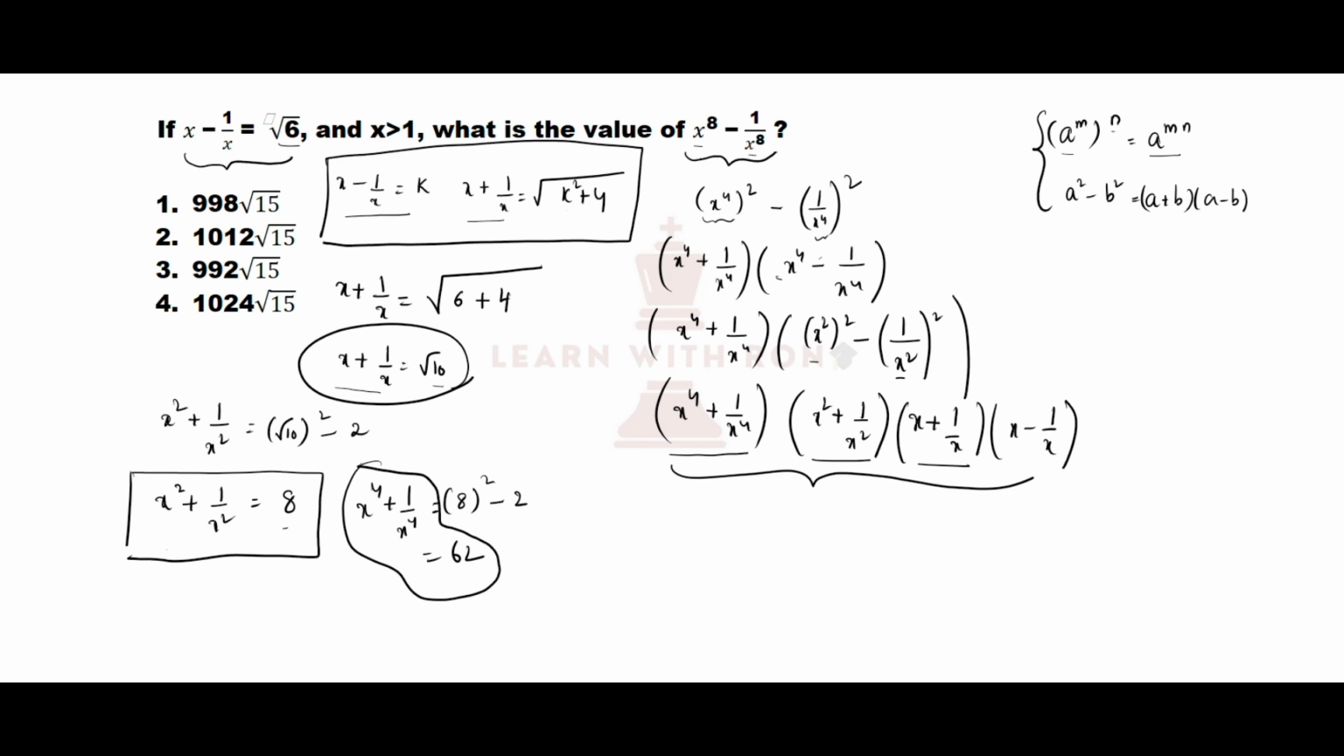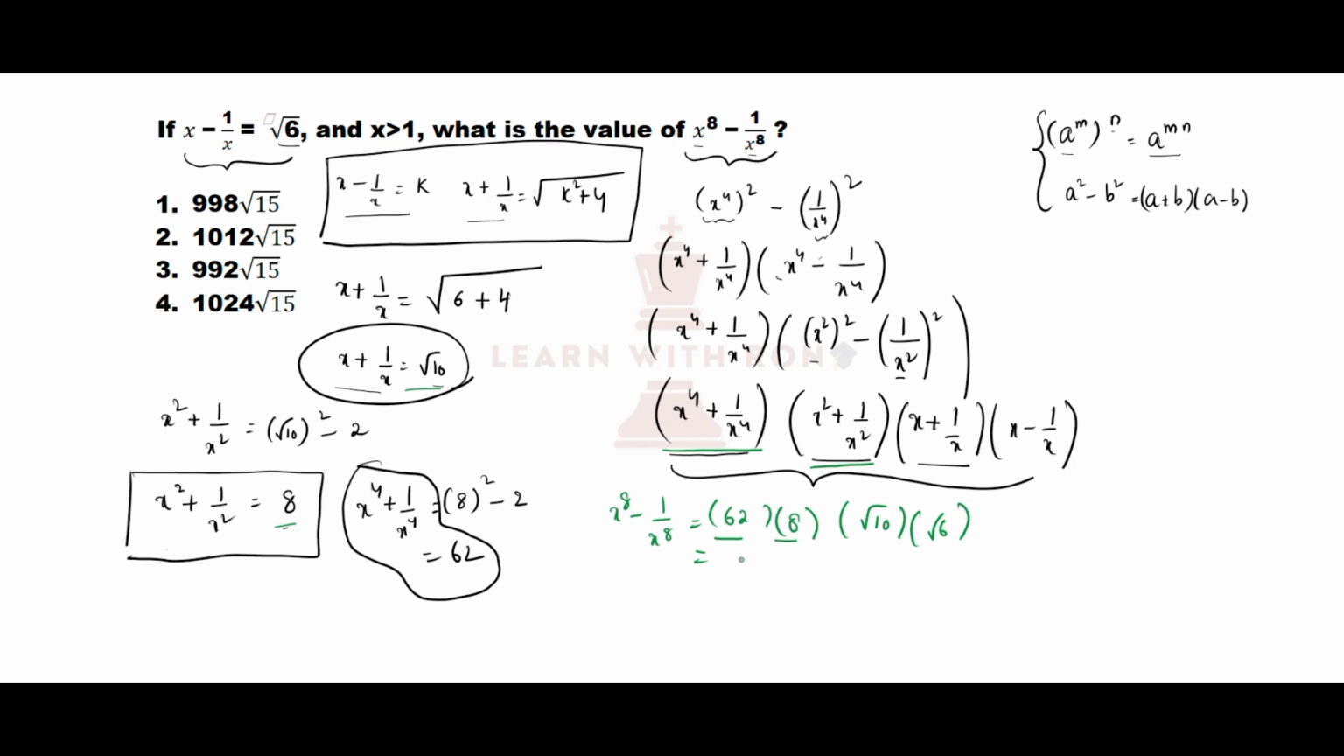Now substitute in these values. So in order to get x to the power of 8 minus 1 by x to the power of 8: x power 4 plus 1 by x power 4, how much? 62, multiplied with x square plus 1 by x square, value 8 here, and x plus 1 by x, value square root of 10 here, and x minus 1 by x, which they have given, square root of 6 here. We know that 62 multiplied with 8, how much?